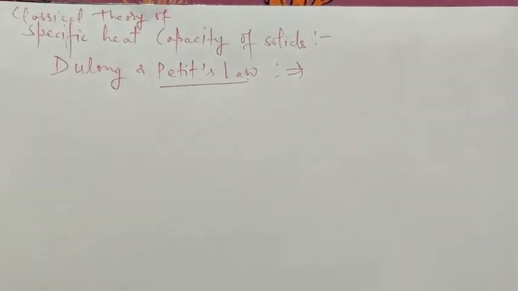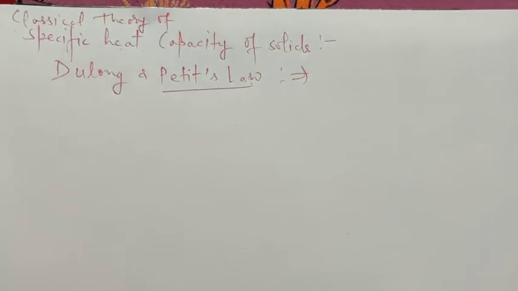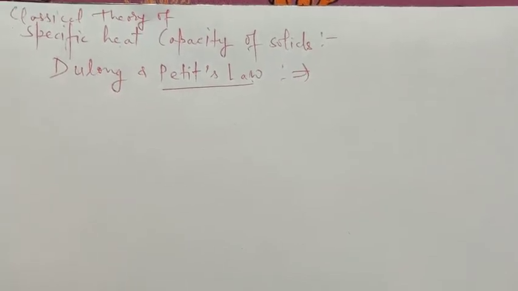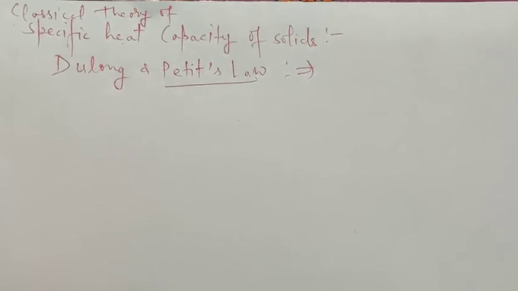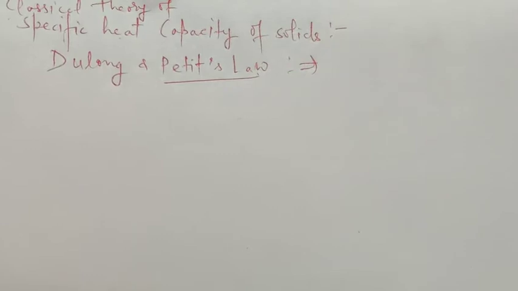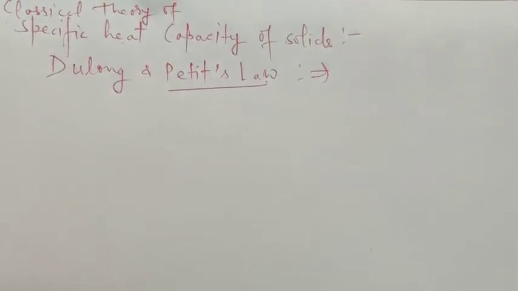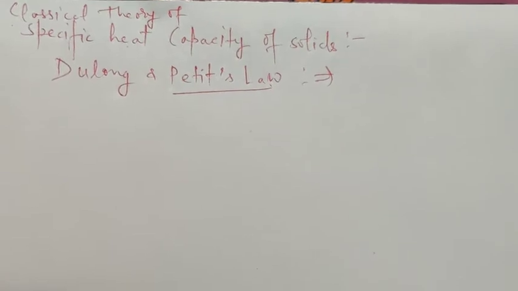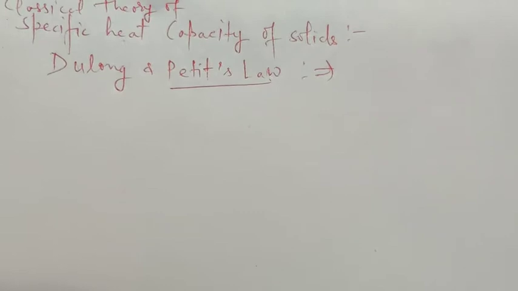In today's lecture, we are going to discuss the specific heat capacity of solids, and more specifically the classical theory of specific heat of solids. So that is Dulong and Petit's law. हमें पता है कि specific heat capacity basically क्या होता है. It is basically a number of degrees of freedom. Number of degrees of freedom means the way in which a particle expresses its energy. Energy means potential energy and kinetic energy.